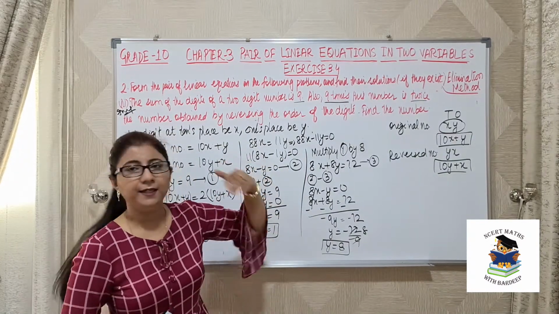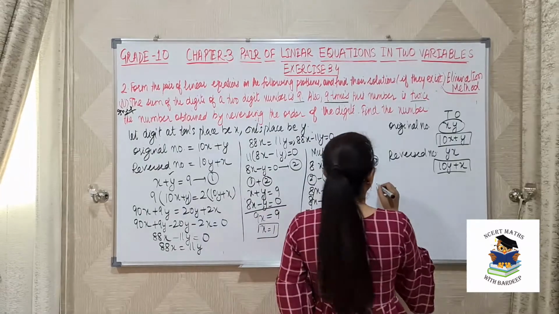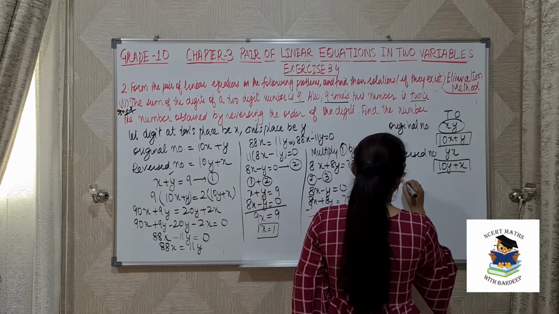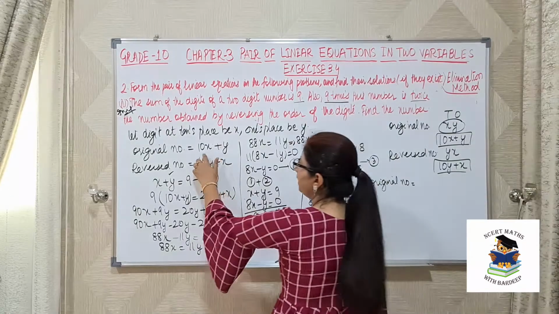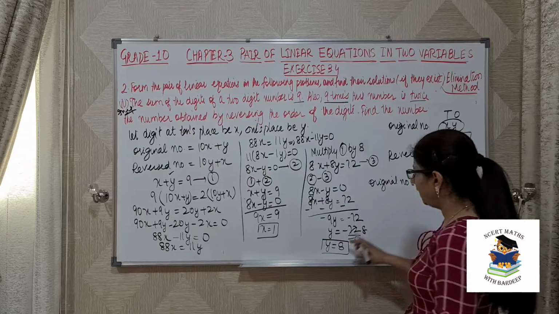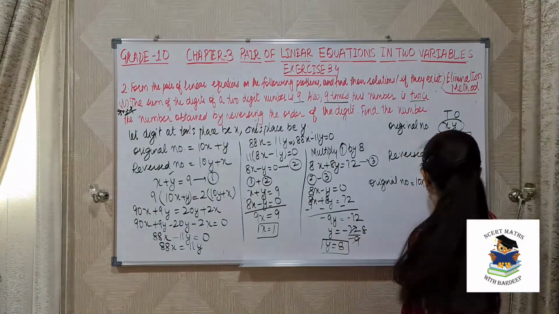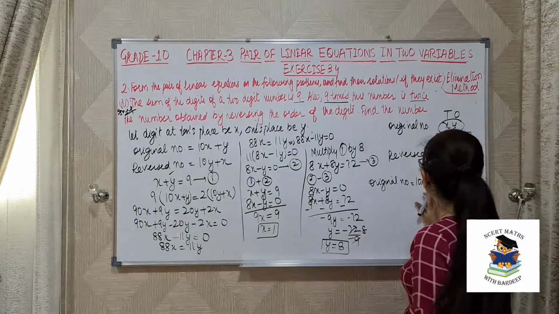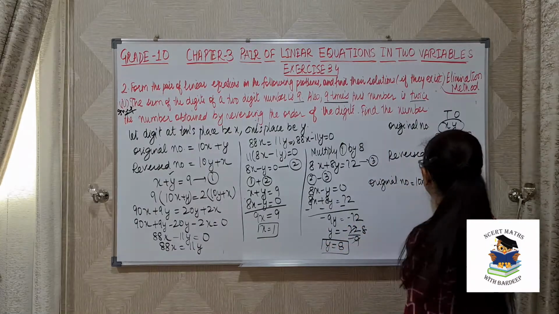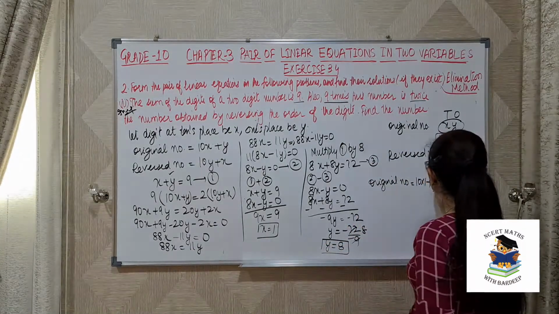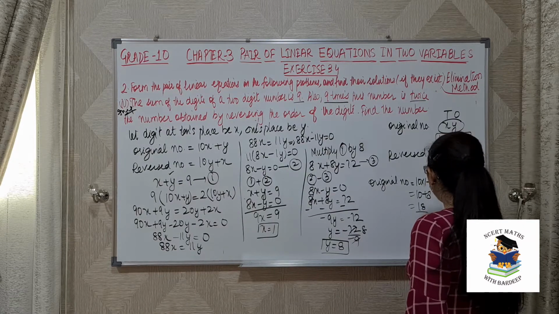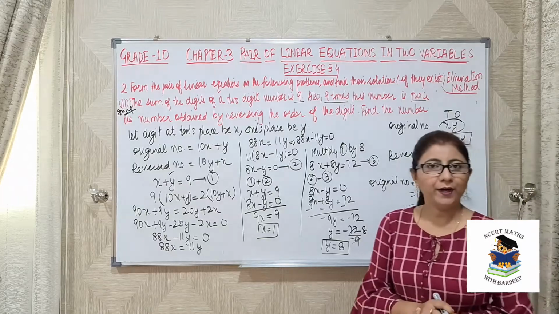Still we are not done with our question. The question was to find the number. So what is the number? The original number is 10x plus y. So this is 10 times x, where x is 1, plus y, that is 8. So this is 10 plus 8, which is 18. So 18 is our required number.